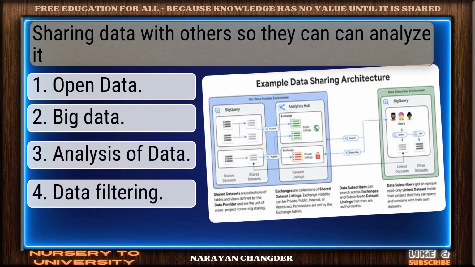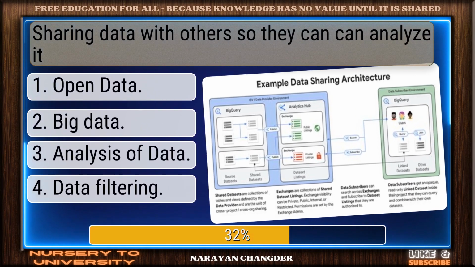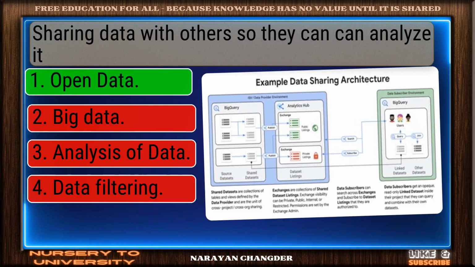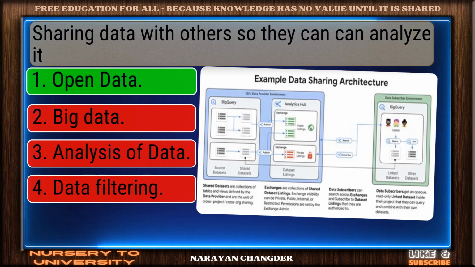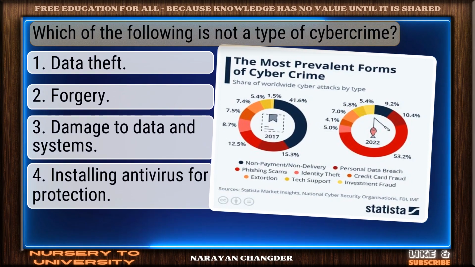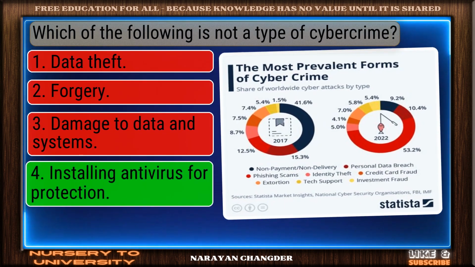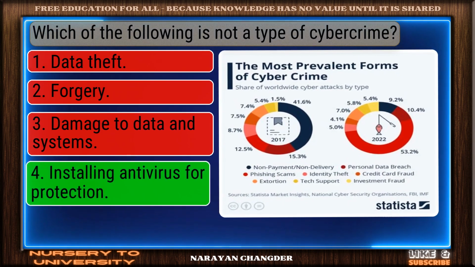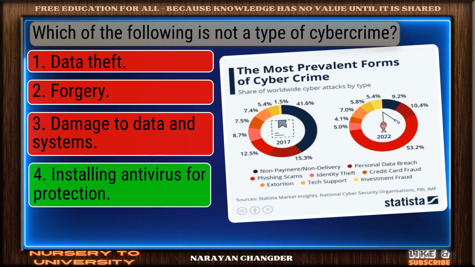Question number 11. Sharing data with others so they can analyze it? Right again. Open data is a valid answer. Question number 12. Which of the following is not a type of cybercrime? Correct response. Installing antivirus for protection is the most accurate answer.